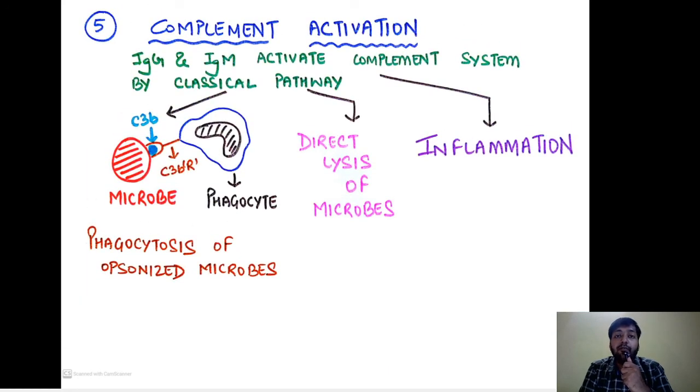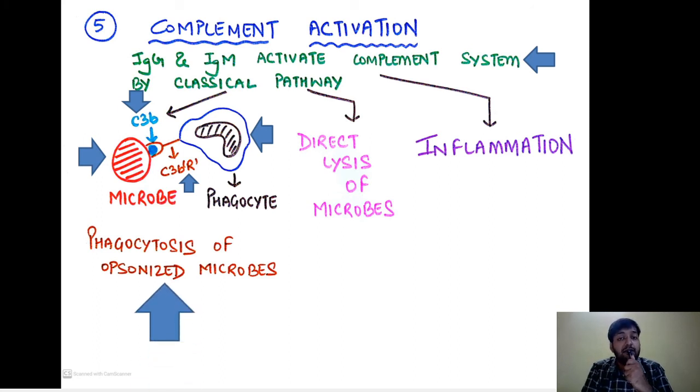Now, the fifth important function of the humoral immune system is complement activation. As I already stated before, the IgG and IgM antibodies activate the complement system by the classical pathway. If you see over here, once they are activated, for example, this is a microbe that has been coated by the activated complement protein C3b. Now the phagocyte has a receptor called C3bR. So this can recognize the C3b which has coated the microbe, and thus the phagocyte will carry out phagocytosis. So just like the IgG antibody, the C3b also causes opsonization and phagocytosis of the opsonized microbes.